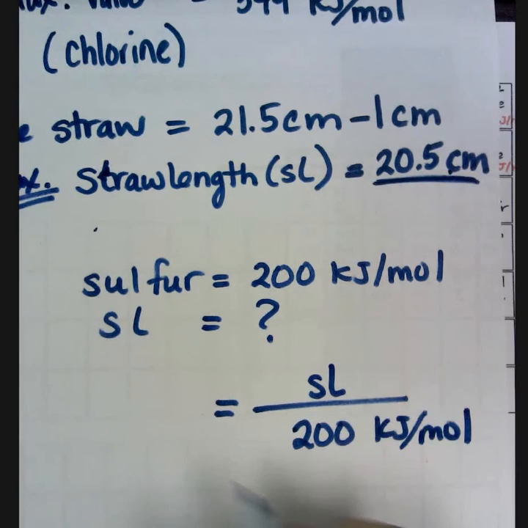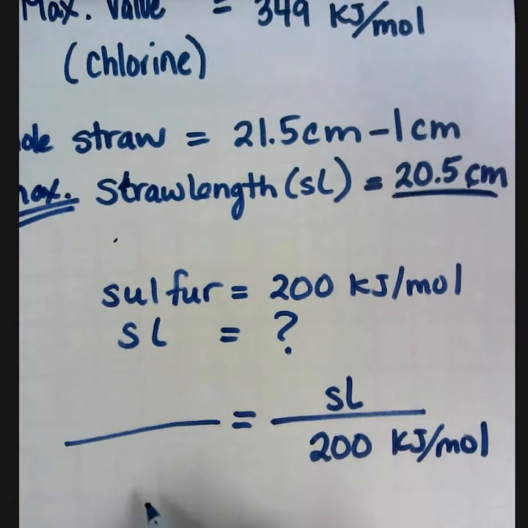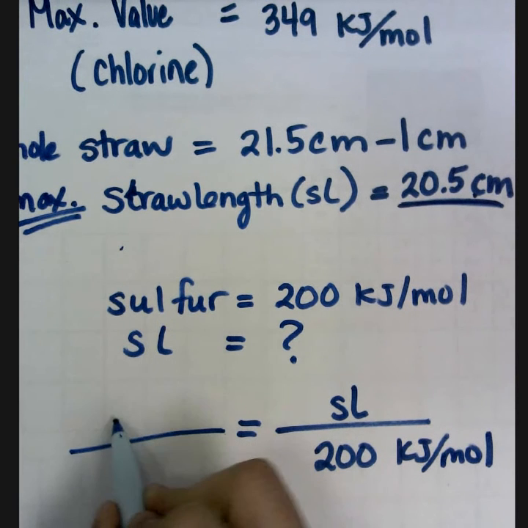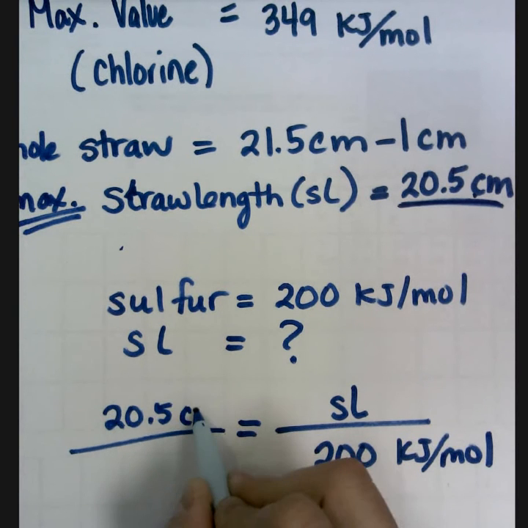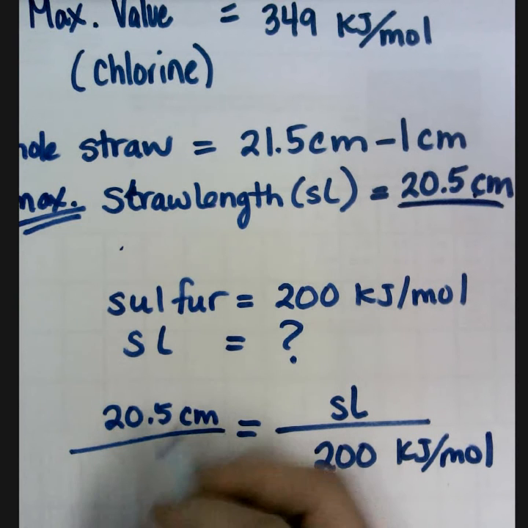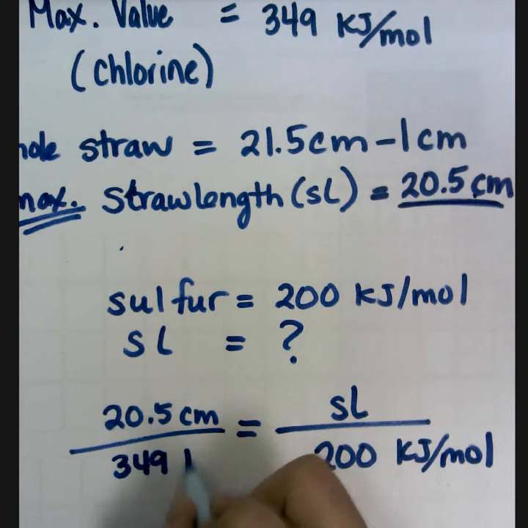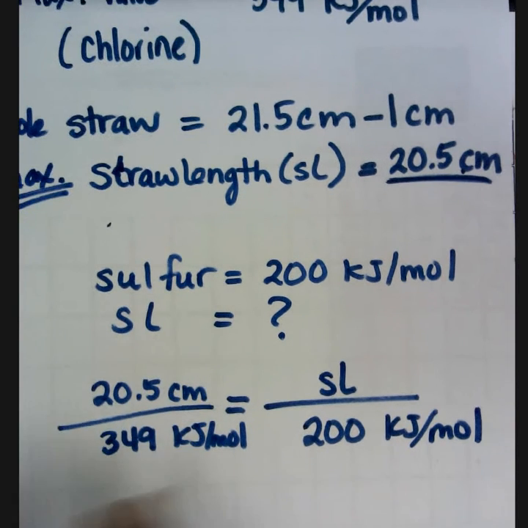And on the left-hand side, I'm going to put in my maximum values that I already solved for. On the top, I know that the longest straw length that I have is 20.5. That came from chlorine. Its maximum electron affinity value was 349 kilojoules per mole. You're going to set up the other ones the same way, and all we have to do now is cross multiply.